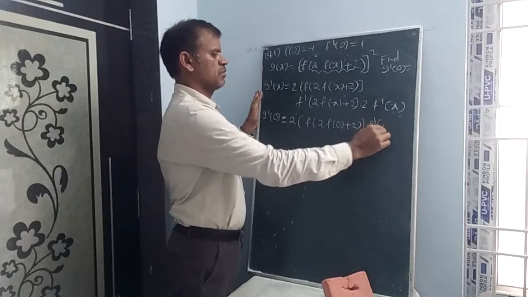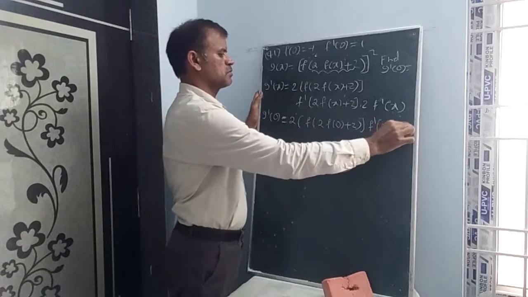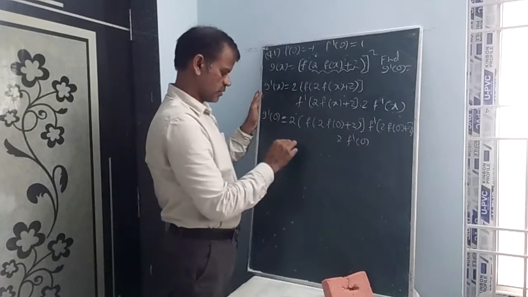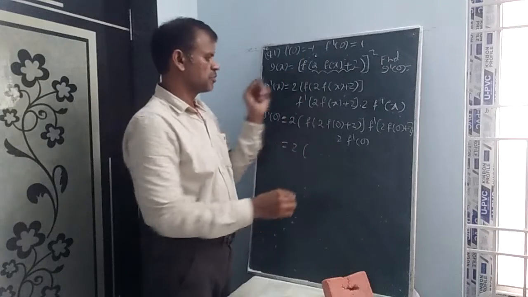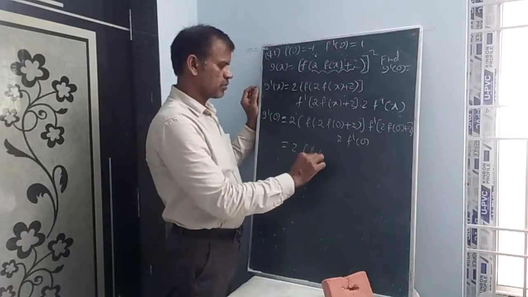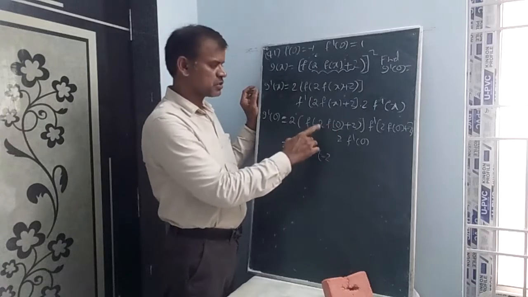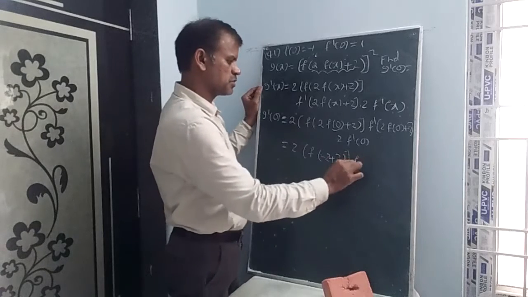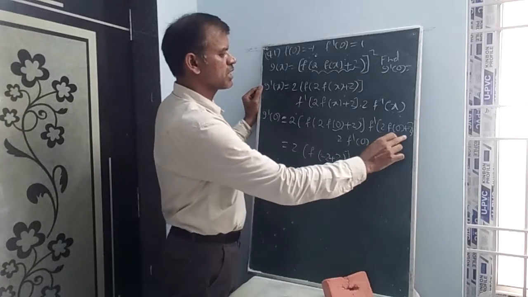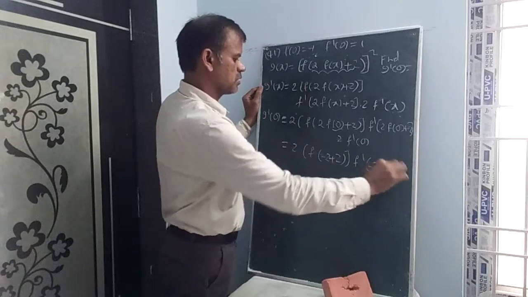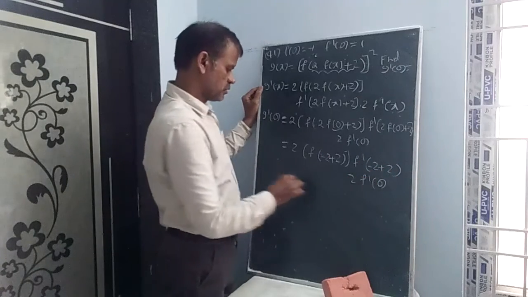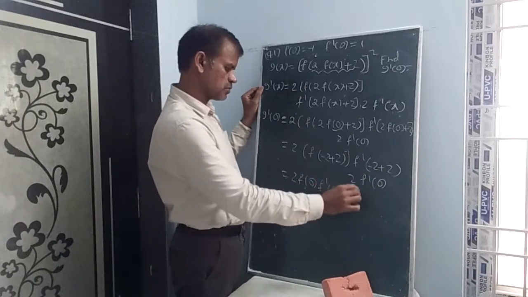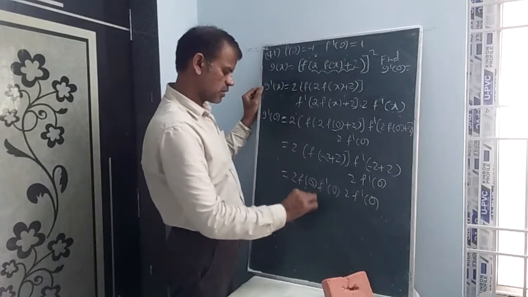f dash of 2f of 0 plus 2 into 2f dash 0. That is equal to 2 into here f of 0, meaning minus 1. So f of this can be understood as f of 0 minus 1, 2 into minus 1 minus 2 plus 2. 2 into f of minus 2 plus 2 into f dash of, this is once again 2 into f of 0, meaning minus 2, plus 2 into 2 f dash 0. So this can be understood as 2 into f of 0 into f dash of 0 into 2 into f dash of 0. 2 2s are 4.